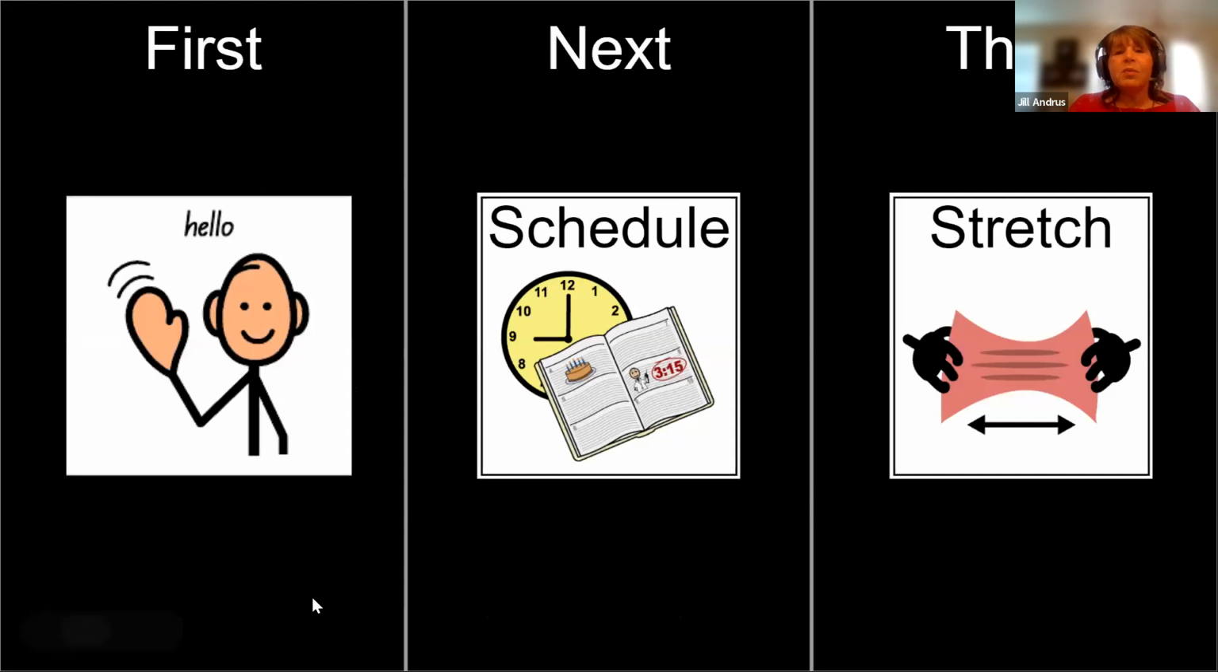So here is our symbols for what we'll be doing today. We'll be doing first, next, and then. So first we'll be saying hello. And there is a symbol of a person waving hello. And then next will be our schedule or calendar. And that is a symbol of a clock with a calendar or a schedule in front of it that has a time on it. Could be the time that we would be meeting today. And then we are going to have a good stretch and get our bodies all ready for learning. And our symbol for that is 2 hands stretching a piece of fabric, or you could use a real object like a rubber band. So let's go ahead and get started.